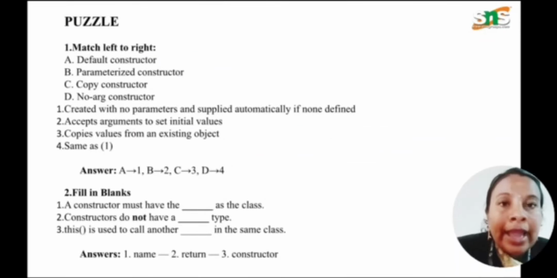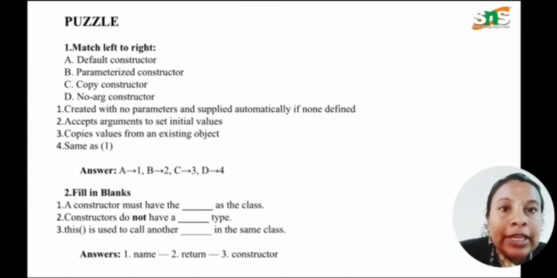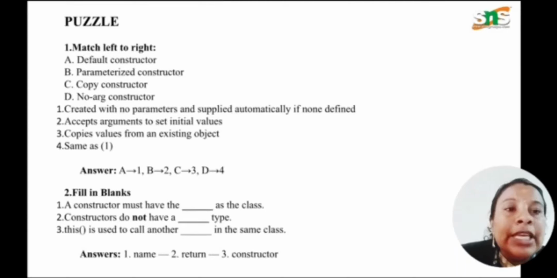So here you have an activity: match left to right. We have given the match the following, and we have to correctly match each with the correct sentence. The first one is default constructor. For default constructor, the correct answer is the first one, created with no parameters and supplied automatically if none defined. For B, parameterized constructor, the correct answer is accepts arguments to set initial values.